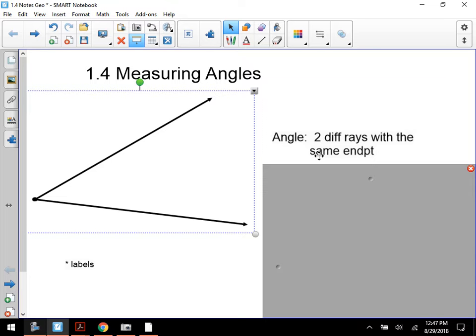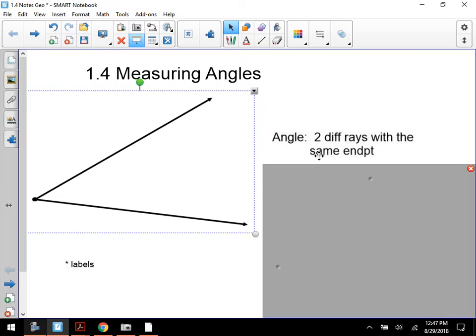Angles are basically two different rays that share a common endpoint. Now, we talked about that yesterday, or 2 days ago. We had opposite rays. Opposite rays were two rays that shared a common endpoint. They created a line. Now, you just gave me one of the types of angles was called a straight angle. That line was a straight angle.